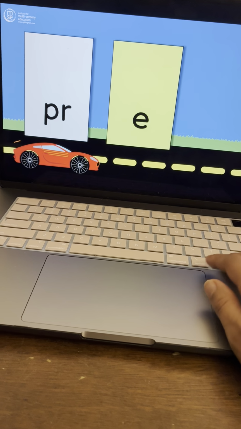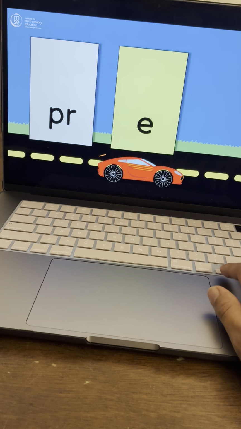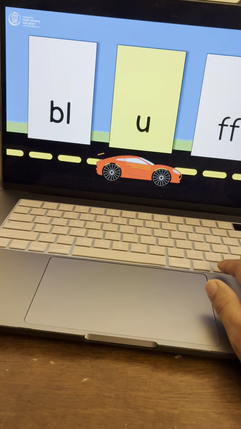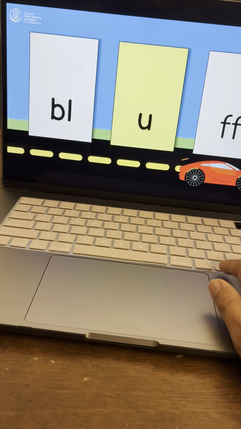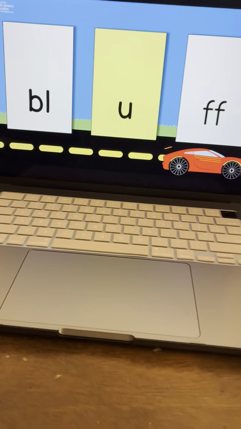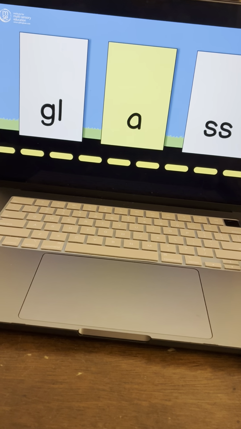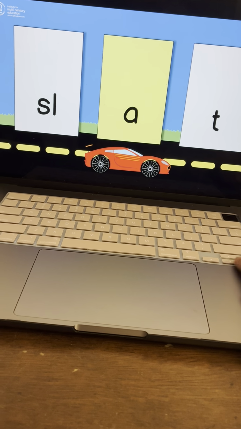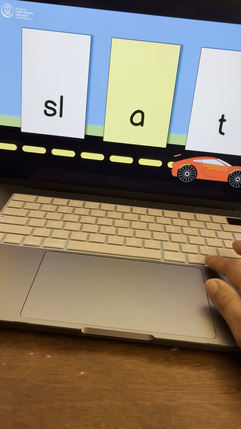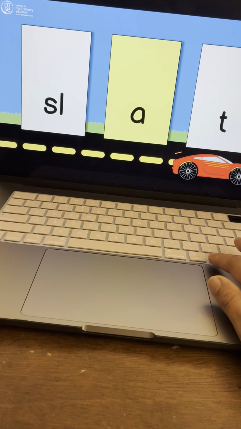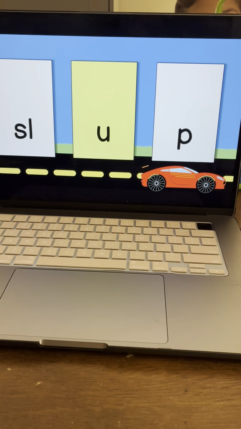Okay. What about this one? We have pra and e. So we have pre. Good. Then we have bl. Bluff. And they can just drag out each sound as the car's moving. So here we go. Gl, a. Together. Glass. Oops, I went pretty fast. All right, next one. Flat. Good. I'm going to pause it so we can finish these so I don't make this video too long.